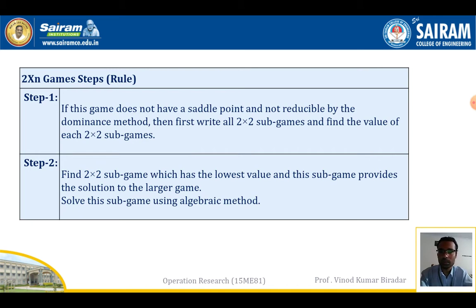Step number 2 is to find the 2 into 2 sub game which has the lowest value, and this sub game provides the solution to the larger game. So solve this sub game using the algebraic method, that is the odd method from the previous game. If you solve that, you will get the solution, that is, the value of the game. Okay, how to solve such problems, I am going to tell you now.